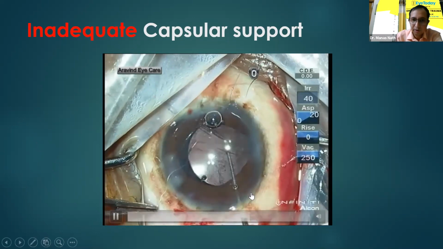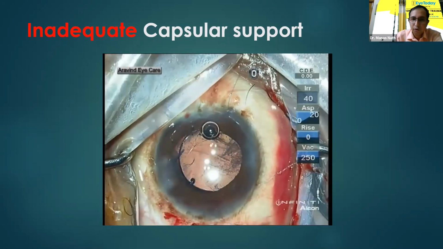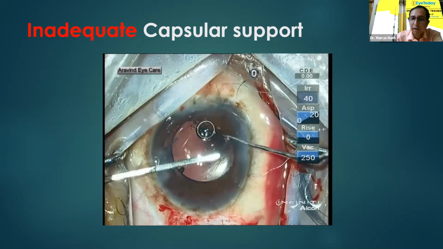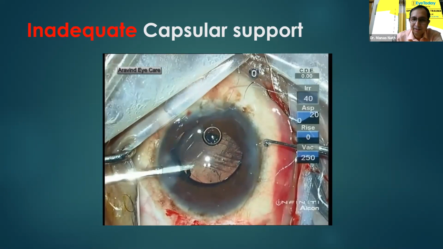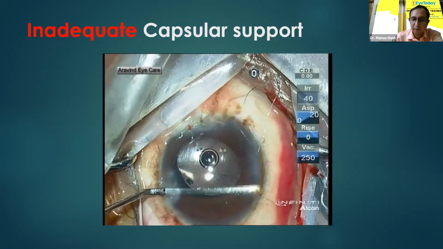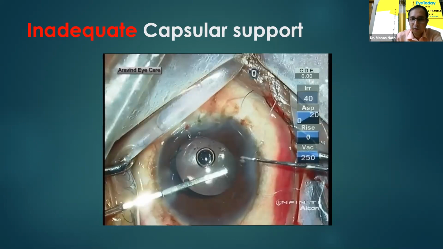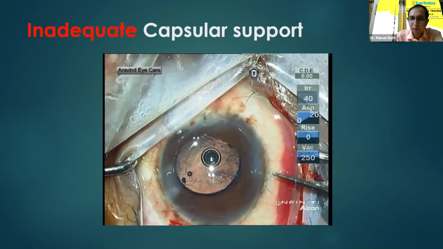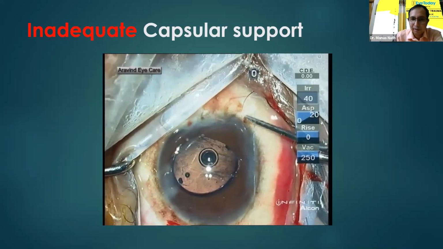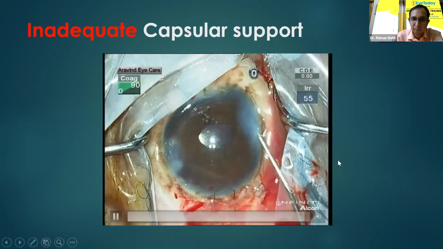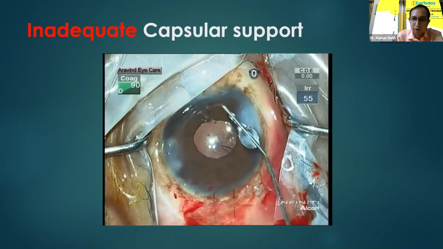So once it is done, both the suture ends will be taken out through a single paracentesis for tying in the manner of 3-1-1-1. So the pearl here is to avoid over-tightening of the knot, which will lead to peaking of the pupil in the postoperative period. So you can see that at the end, AC is well formed, IOL well centered with a round pupil.